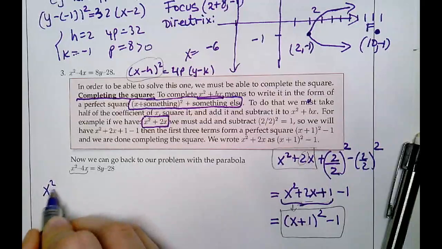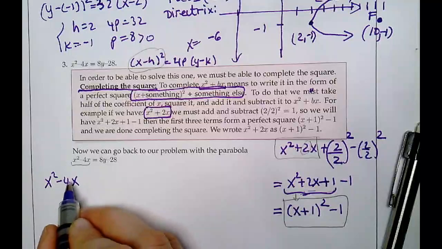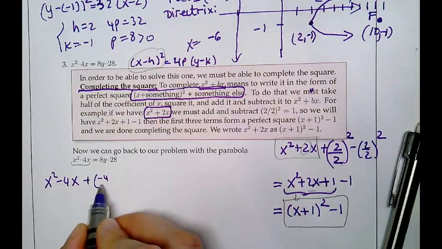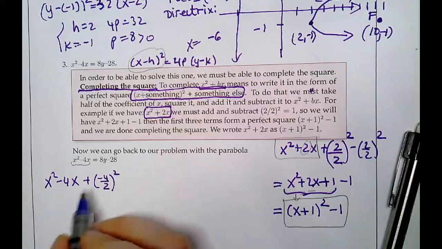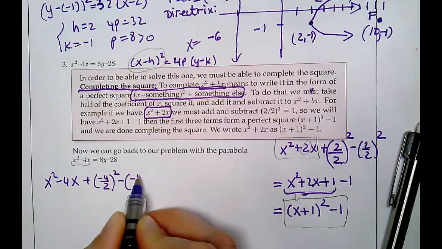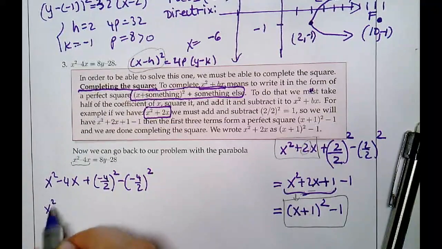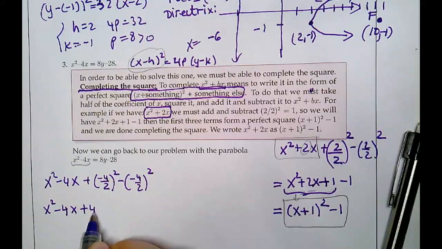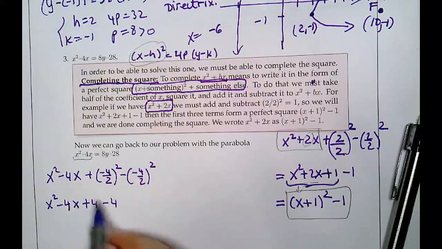So I have x squared minus 4x. I'm going to take half of the coefficient of x: negative 4 is the coefficient of x, so I divide it by 2 and then square it. Then I add it and subtract it at the same time. So let's rewrite this: x squared minus 4x, negative 4 over 2 is negative 2, negative 2 squared is 4, and then minus 4. So I basically added and subtracted 4, and that doesn't change anything.